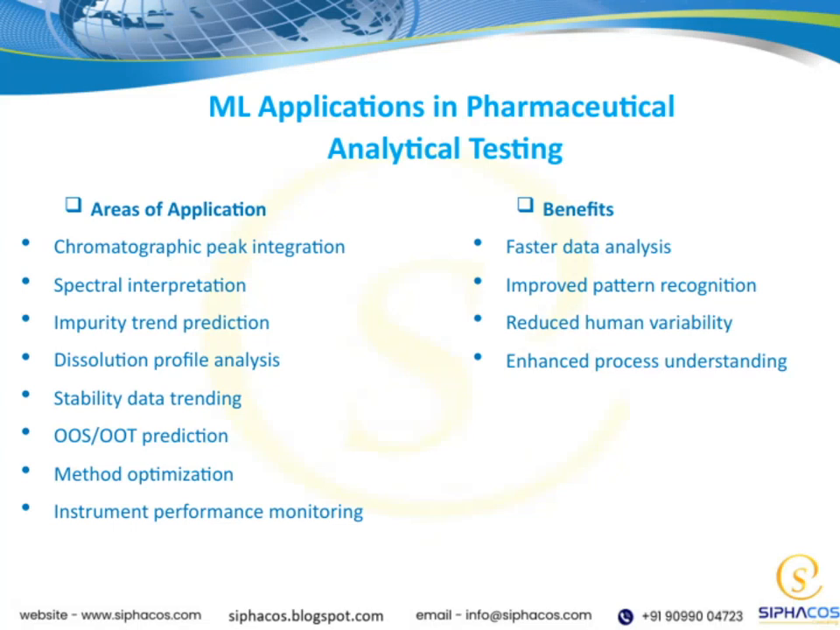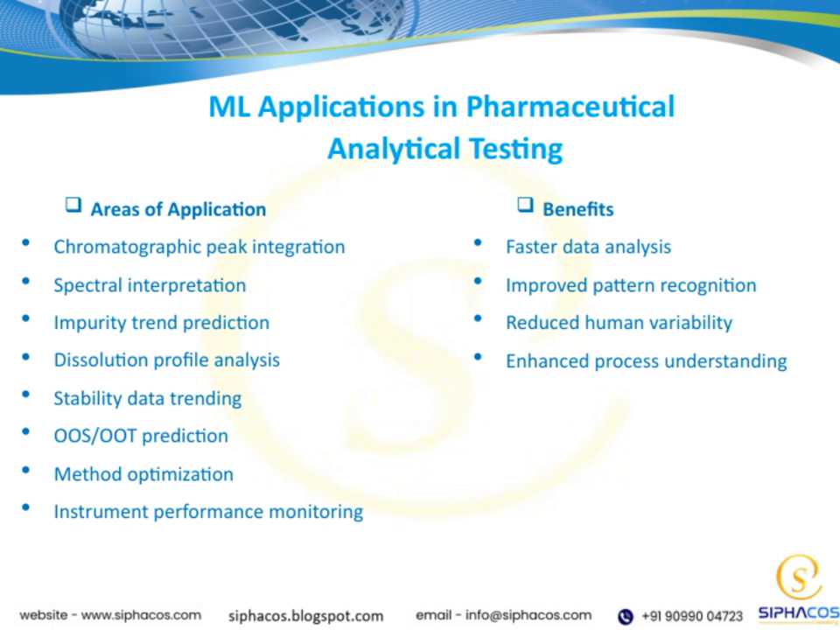In this slide, I want to highlight some of the key benefits of applying machine learning in pharmaceutical analytical testing. First, we see that it enables faster data analysis, which helps us make decisions more quickly and efficiently. It also improves pattern recognition, allowing us to identify trends and anomalies that might be missed with manual methods.